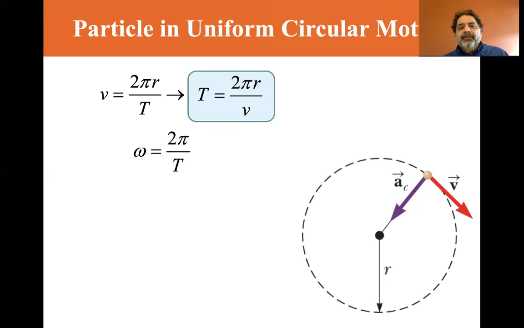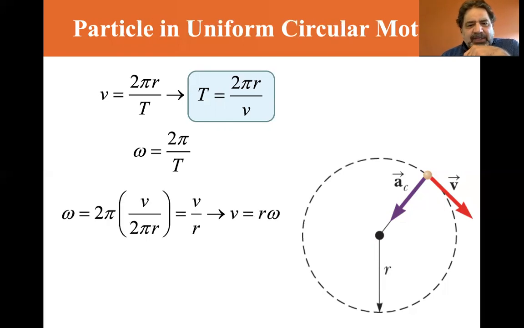Okay, and now omega is our angular velocity. Now let's look at the very first one in the upper corner here. We have 2 pi over T. You'll see that omega is v divided by r. If we divide both sides of this first equation by r, we'll get v divided by r equals 2 pi over T. Well, v divided by r is equal to omega. Omega is our angular velocity. We'll get more into angular velocity in later chapters.